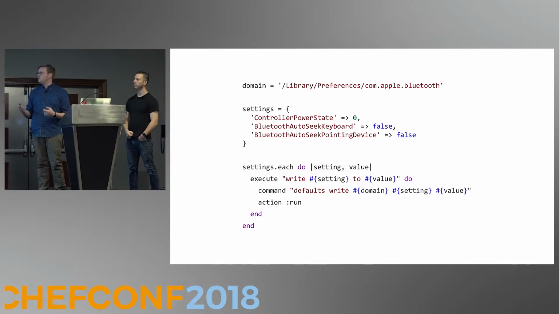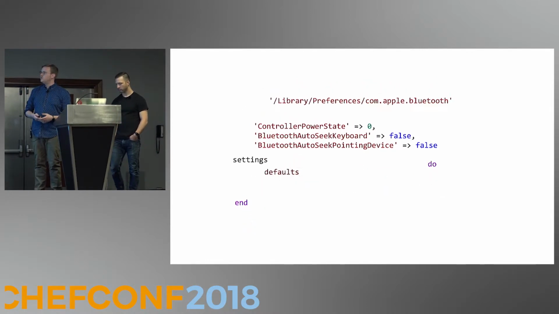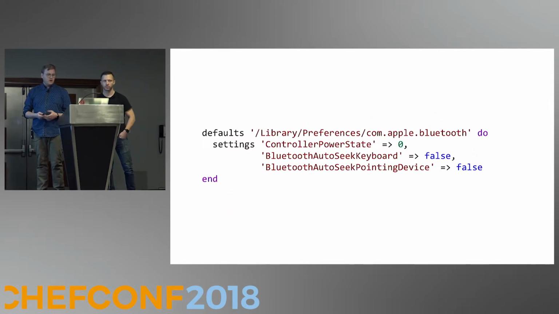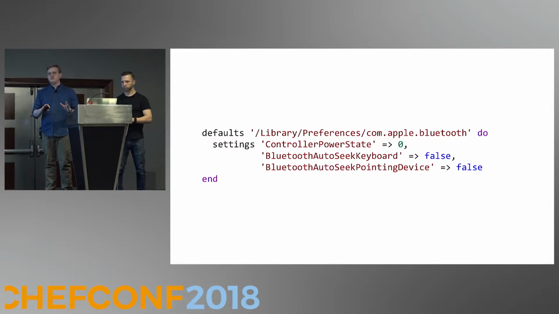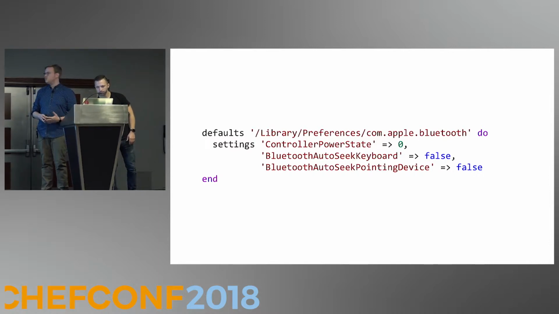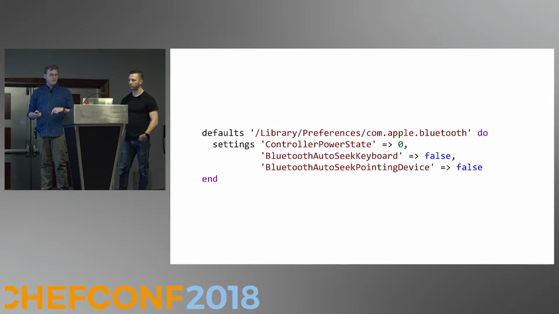So we decided to create a resource for defaults that would wrap up that implementation. By creating a custom resource that integrates with the defaults command, we make the implementation details the responsibility of the custom resource. Back in the recipe, all we have left are those declarative statements about the desired system state.